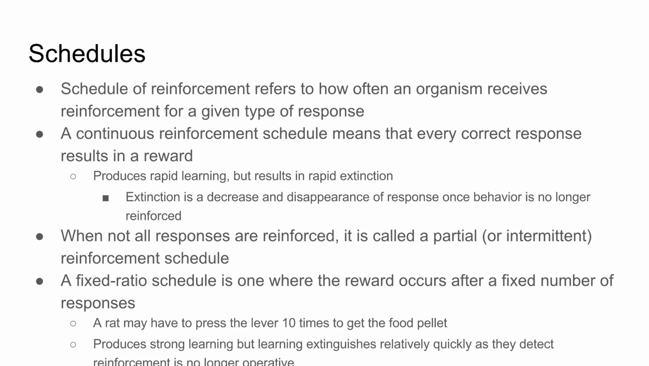Other types of schedule could be something called a partial or intermittent reinforcement schedule. And that's when not every response is reinforced. And so there's a few different ways you could do it. One's called a fixed ratio. So the reward occurs after a certain number of responses. So a rat may have to press the lever 10 times in order to get the food pellet. So it knows that when it presses it 10 times, it gets food. 10 more food, 10 more food, 10 more food.